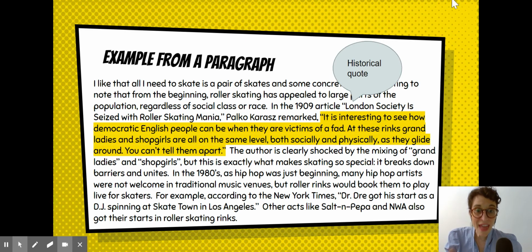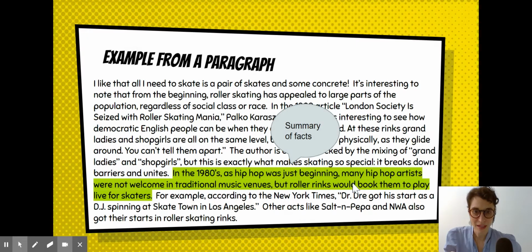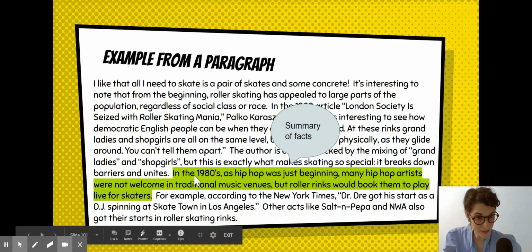Then I included a historical quote from 1909, almost like a primary source, a source from the time period. It's not technically primary, but it was somebody from that time period. So there's my quote about how the shop girls and the grand ladies roller skate together. Gasp. Next, I provided a summary of some facts.